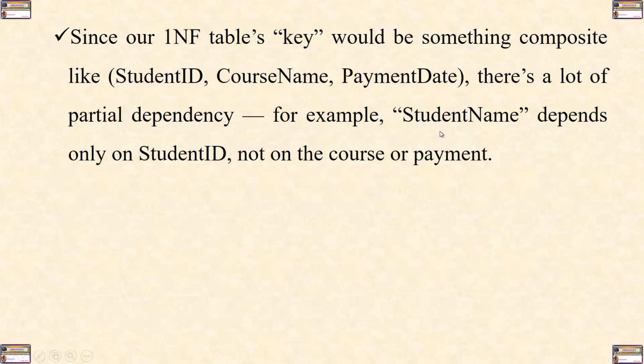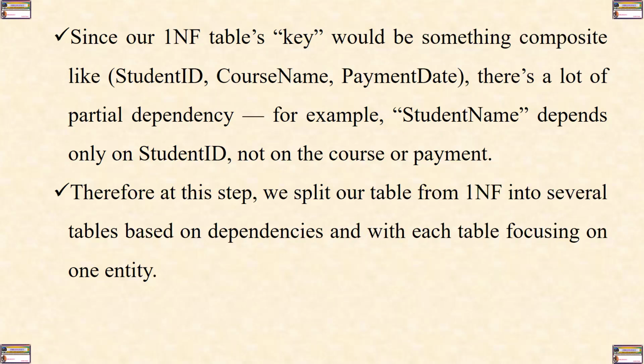Since our first normal tables key will be something composite like student ID, course name, payment date, there is a lot of partial dependency. For example, the student name depends only on student ID, not on the course or payment. So why should we have all of them together? We have to remove. We have to separate them. Therefore, at this step, we split our table from first normal form into several tables. Based on what? Based on dependencies and with each table focusing on one entity.